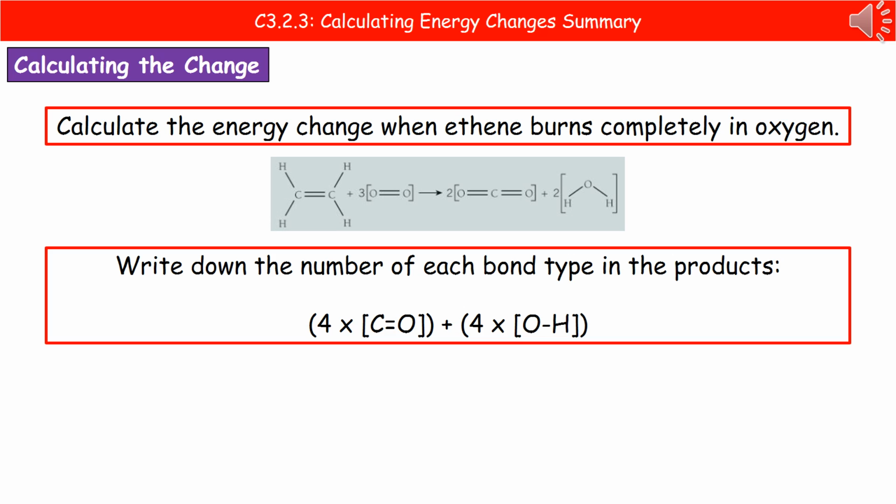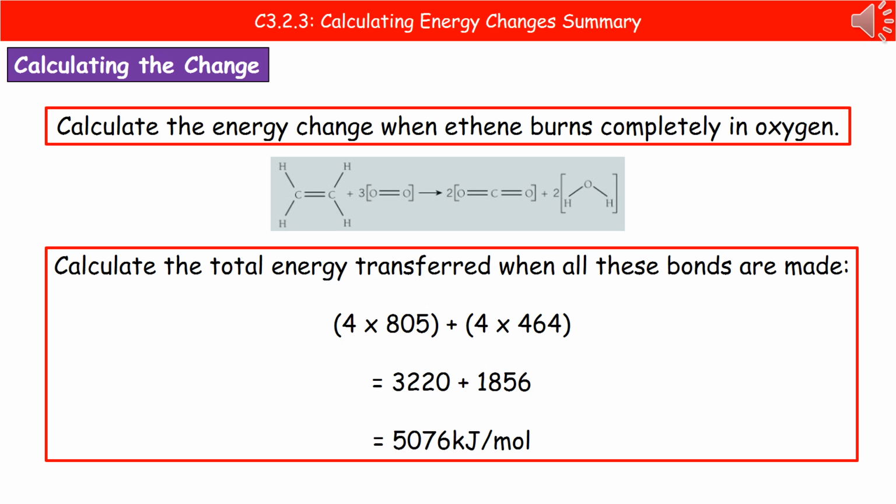Then we can do the same thing with our products. So the first thing we're going to do is write down the number of each bond type in our products. If we have a look at our equation, what we can see is that in carbon dioxide we have 2 double carbon-oxygen bonds, and then we've got 2 molecules of that. So overall we've got 4 double carbon-oxygen bonds. Then we've got 4 hydrogen-oxygen bonds as well. So once more we substitute in from the table we'll be given in our question the actual bond energies for each, and then work out the total energy transferred when all those bonds are made. And in this case we end up with 5,076 kilojoules per mole.